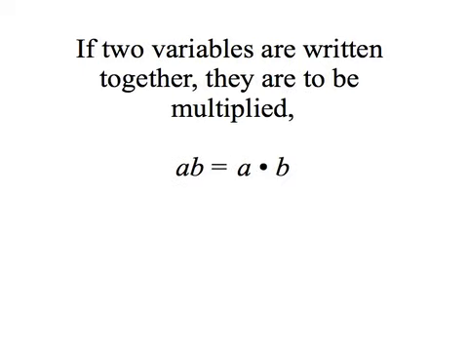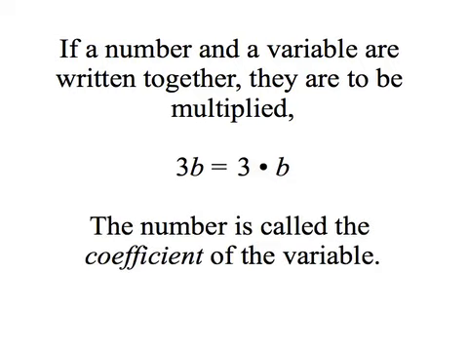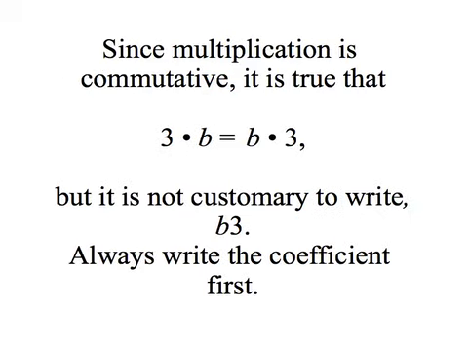If two variables are written together, they are to be multiplied. So here we have AB means A times B. If a number and a variable are written together, they are to be multiplied. So here we have 3b means 3 times b. The number is called the coefficient of the variable. So in this case, the coefficient is 3, and the variable is b. Since multiplication is commutative, it is true that 3 times b is equal to b times 3, but it is not customary to write b3. Always write the coefficient first.